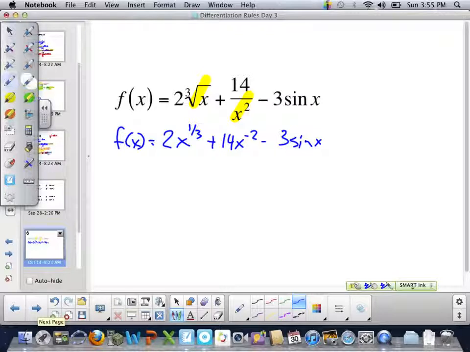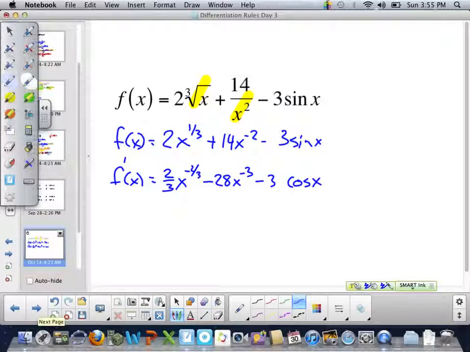2x to the 1/3, we'll take 2 times 1/3, which is 2/3. Just take your numerators times each other. And then x to the 1/3, we power it down. Remember, we take the numerator minus the denominator. 1 minus 3 is negative 2 over 3. Negative 2 times 14 is negative 28. x to the negative 2 minus 1 is negative 3. Then here we've got a constant multiple rule, and then minus 3 times the derivative of sine, which is cosine.